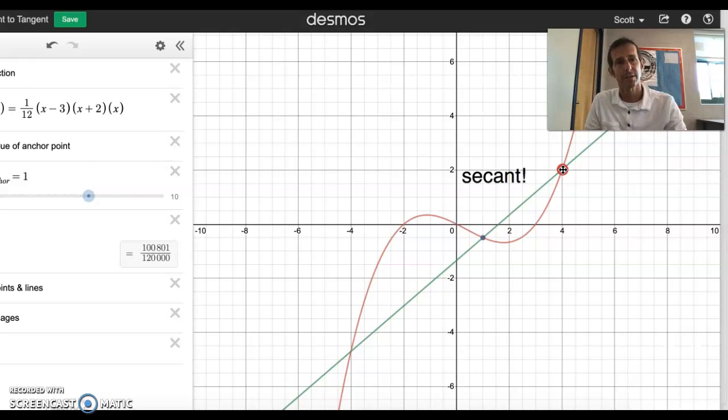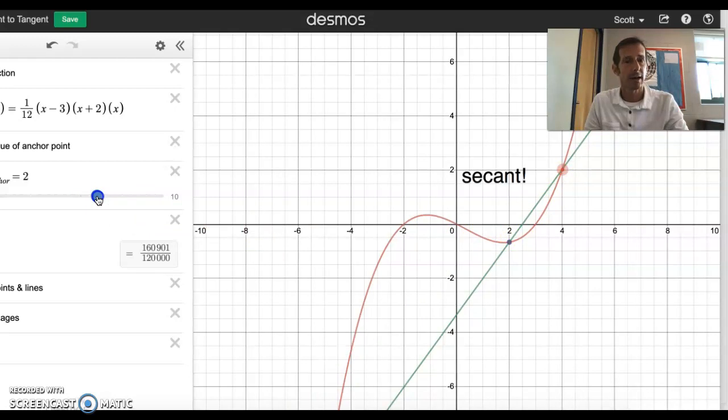But you need 2 points to find slope. So if I move the green point, notice that that line now gets closer and closer to what the tangent line would be. And in this case, that would be the tangent line right there. Boom, I hit it. But notice there's only 1 point. So how do I find the slope using 2 points?